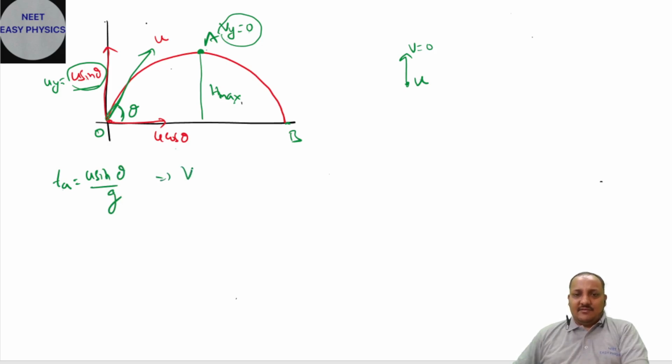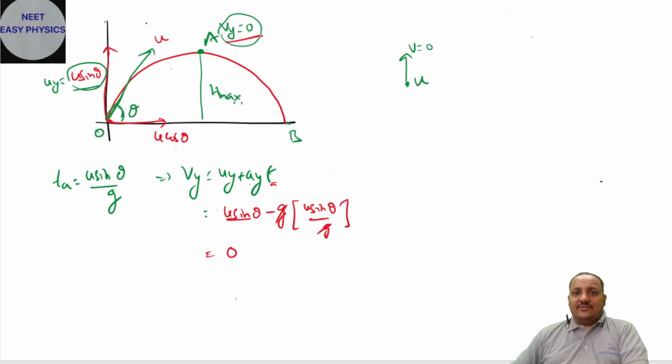We will see. vy is equal to uy plus ay t. What is uy? u sin theta. ay for vertical motion is minus g. t is going to be ta, the time of ascent. Therefore, what is time of ascent? u sin theta by g. So g will be cancelled. u sin theta minus u sin theta, 0. Therefore, at maximum height, the final vertical velocity will become 0.